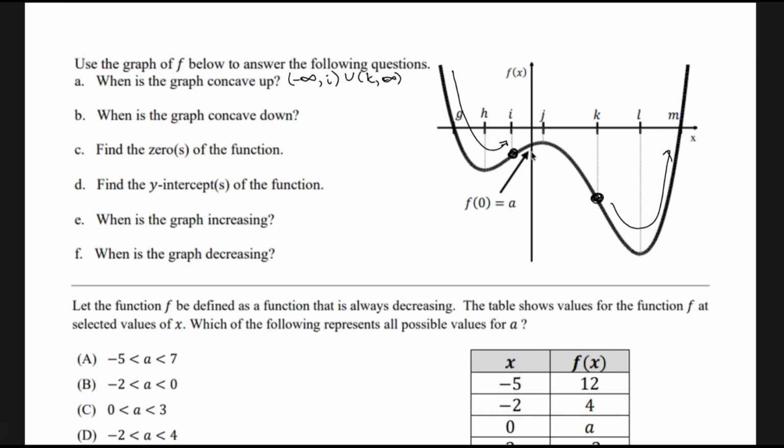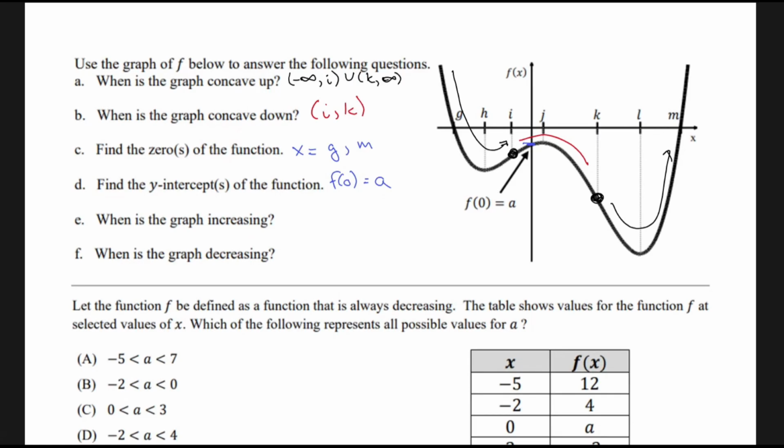Where is this concave down? From I to K. Or as the kids say, ick. Don't include I or K because you're not going to include your points of inflection as part of concavity. Find the zeros of the function. All right. Well, my zeros are where my graph crosses the x-axis, and that happens at G and M. So I will say x equals G and M. Find the y-intercept of the function. Well, the y-intercept of the function occurs at this guy called A, so we will say f of 0, or y, equals A.